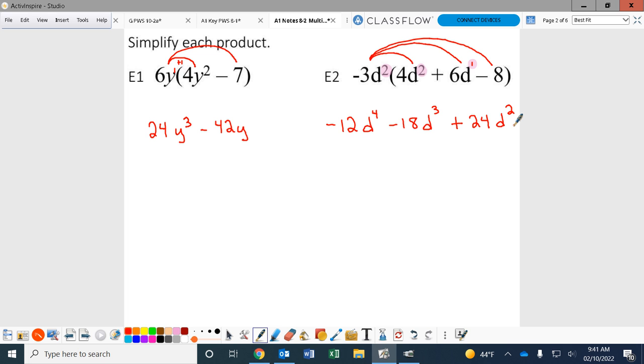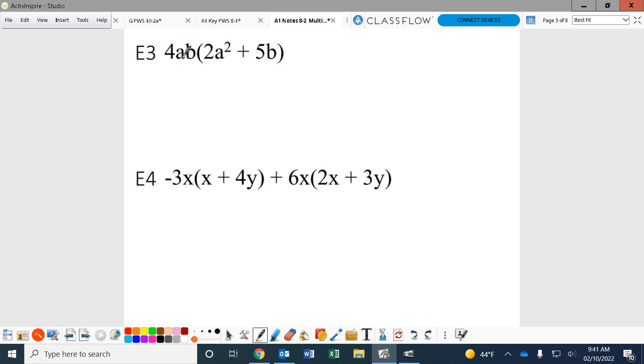Alright guys, questions, concerns, anything about distributive property before we do some more? Okay, here we go again.